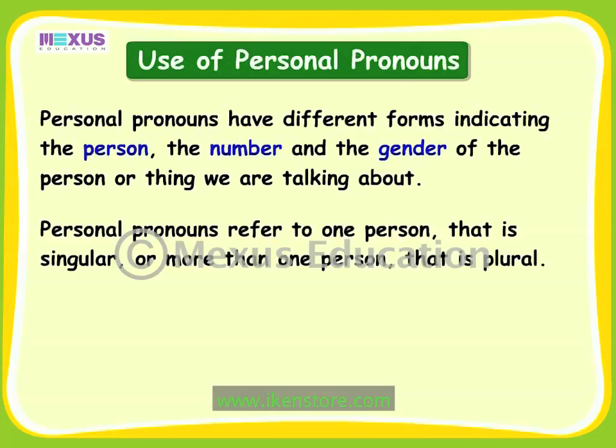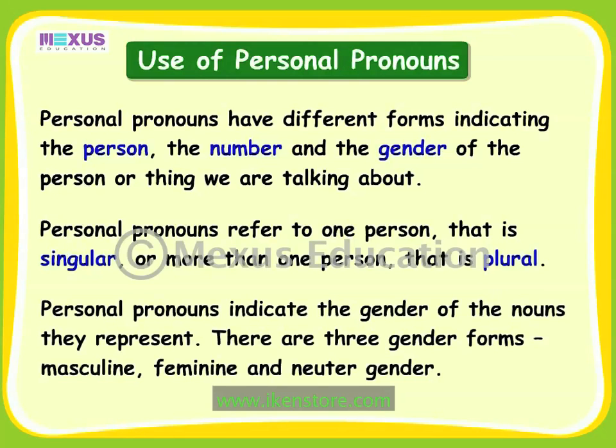Personal pronouns refer to one person, that is singular, or more than one person, that is plural. Personal pronouns also indicate the gender of the nouns they represent. There are three gender forms: masculine, feminine, and neuter gender.